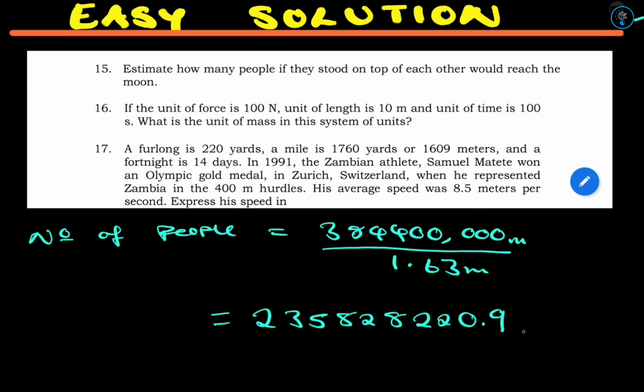Okay, 0.9 as the number of people. Now we can say 0.9 people. So we need to convert it to a whole number. To convert it to a whole number, it will be 21 at the end. So it will be that figure. Those are the number of people required to reach the moon. It's quite a big number.